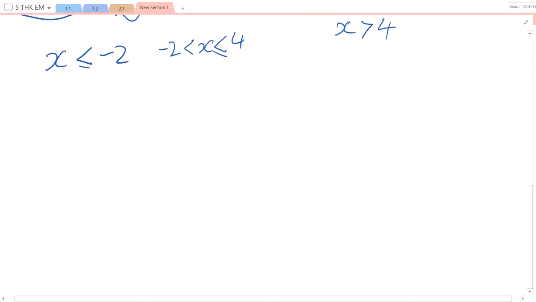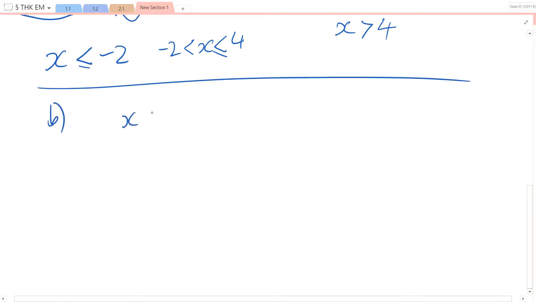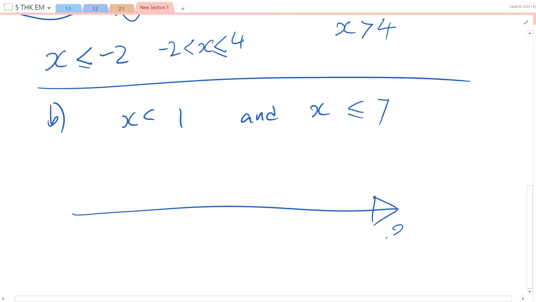Okay, now part B. Part B, X is less than or equal to 1 and X is less than or equal to 7. Okay, shall we draw the number line? Okay, easy. This is my X, this is my 1, this is 7.